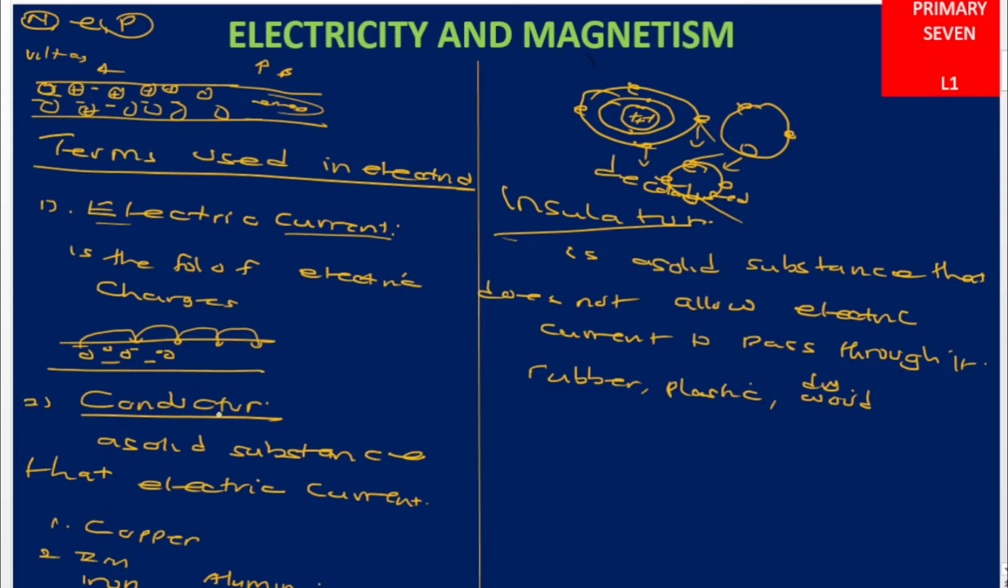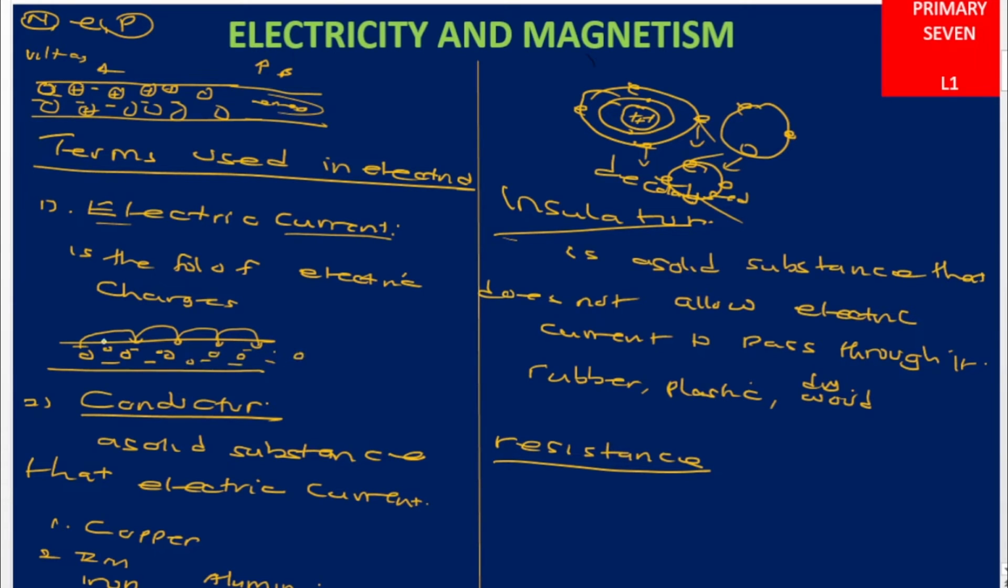Remember we said a conductor is a solid substance that allows electric current to pass through it, whereas an insulator is a solid substance that does not allow electric current to pass through it. Then we have another term, and this term is going to be resistance. Now, as we've said, if we come back here, these electrons are flowing, but as they are flowing, they are going to find some difficulty in moving from one part to another. That difficulty they are finding is what we call resistance.